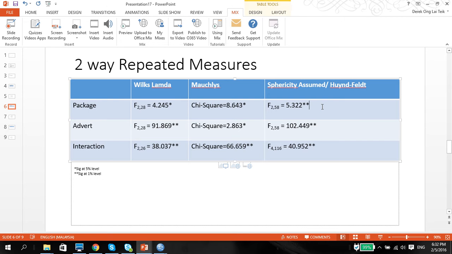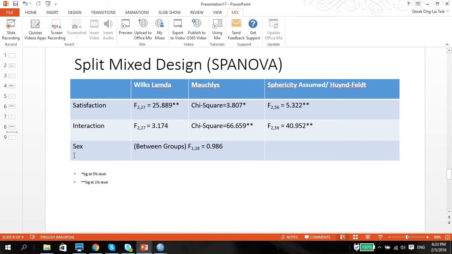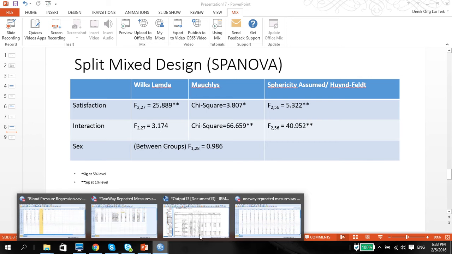So this tells us that there is a difference among the packages, there is a difference among the AdWords, and there is a difference among all 9 interactions. Okay. Next, we also look at the graph for the estimated marginal means of the repeated measures. Now, we move on to split mix design.